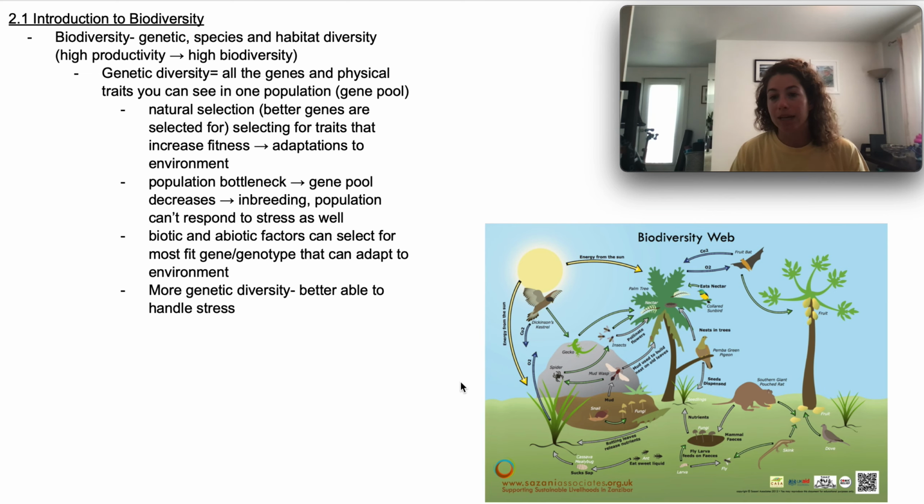So let's talk about genetic diversity. Genetic diversity is all the genes and all the physical traits that you see in one population, which we can also call the gene pool. Of course, our physical traits, for the most part, are controlled by our genetics. So the more genetic diversity you have, the more physical traits that you are able to show. And so if a specific physical trait helps you survive a stress, that will show up in your gene pool. That's what I mean by natural selection.